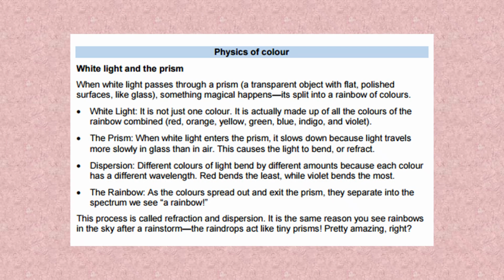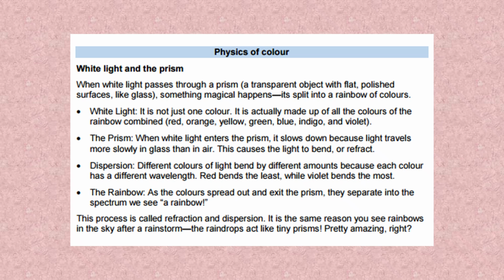Physics of color. White light and the prism. When white light passes through a prism, a transparent object with flat, polished surfaces like glass, something magical happens. It splits into a rainbow of colors. White light is not just one color, it's actually made up of all the colors of the rainbow combined. The prism. When white light enters the prism, it slows down because light travels more slowly in glass than in air. This causes the light to bend or refract.